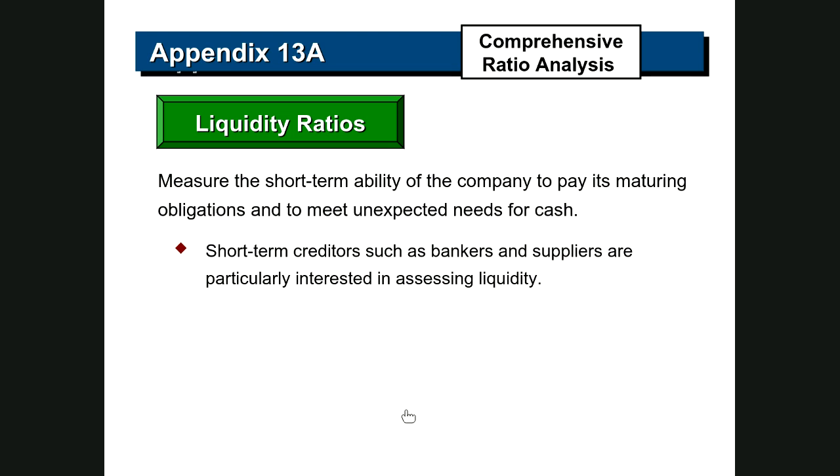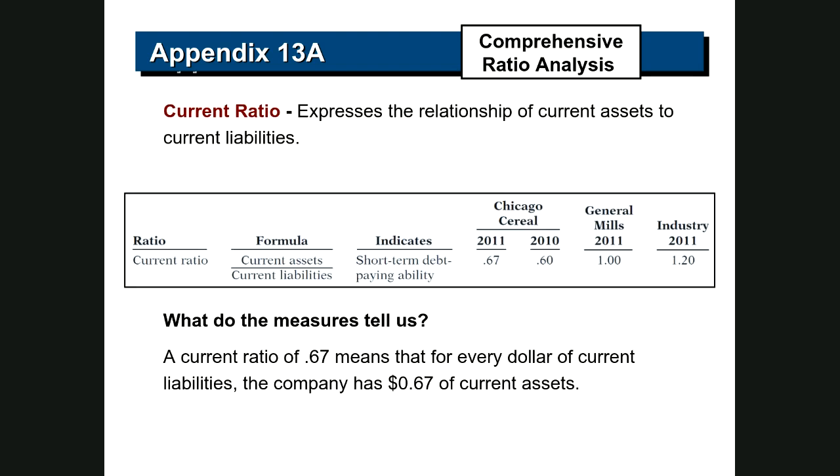We have the liquidity ratio, which is the measurement of the short-term ability of the company to pay its maturing obligations, meaning how quickly or how easily can the company pay its short-term debt, its short-term obligations, its current liabilities, for example. The first ratio is the current ratio. The current ratio is calculated by dividing the current assets by the current liabilities.